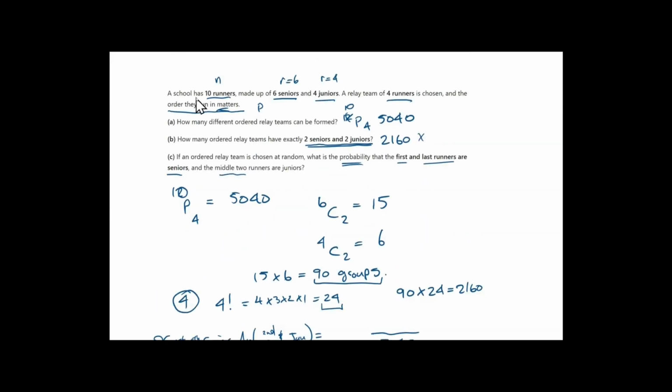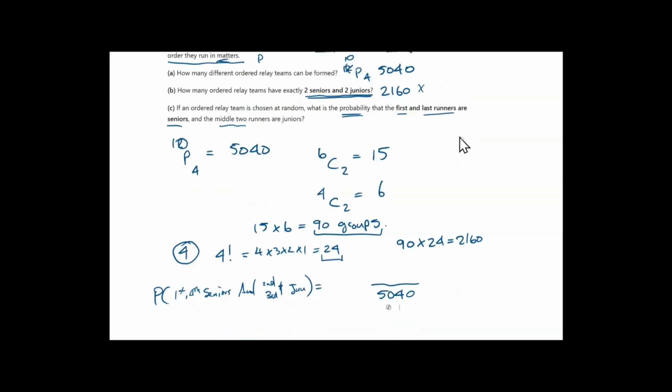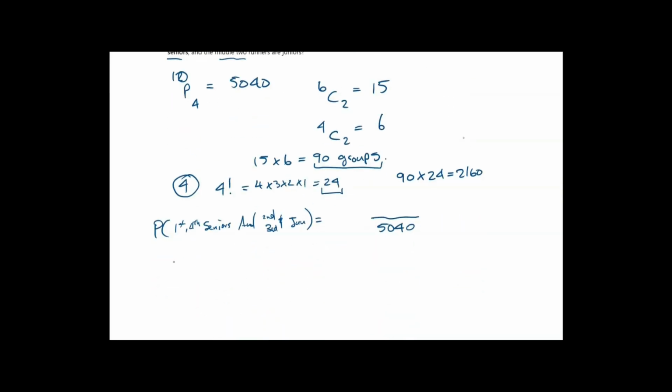So let's have a look at the first and the fourth from the seniors, I should say. Well, there are 6 to choose from. So for the first one, there are 6 to choose from. And when we come to choose the fourth one out of that lot, there's only 5 left. So there are 30 different ways of doing that for the seniors.